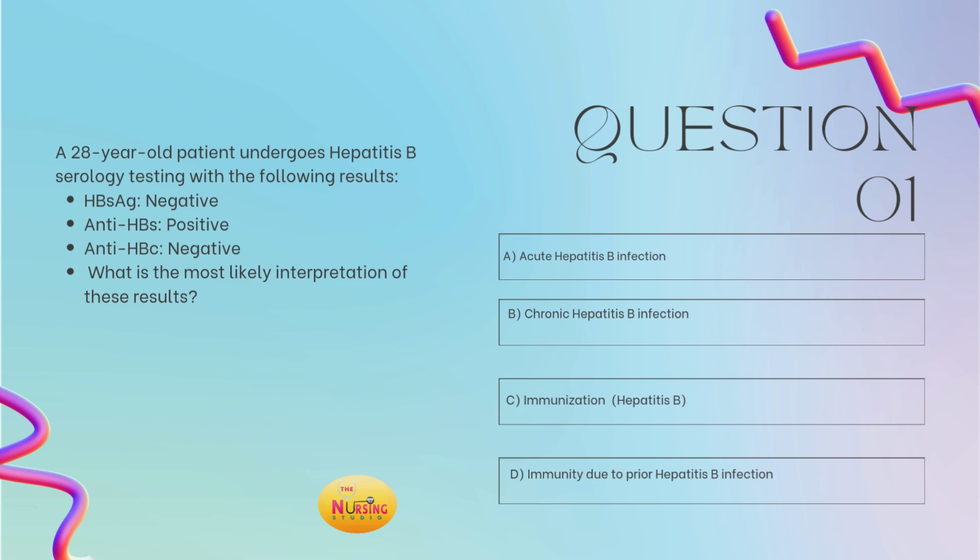So if that's negative, those core, think C at the end, anti-HBc is your core, so your IgM, your IgG, letting you know either acute or chronic. This lets you know that the person has the infection or has had exposure to the infection. This is negative, so this just lets you know that this patient has most likely been vaccinated because the antibodies are the only thing that are positive. So C is your best answer. They had the Hep B immunization, okay?